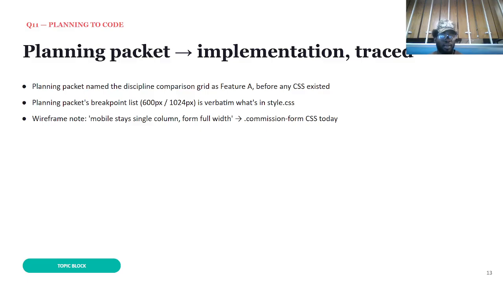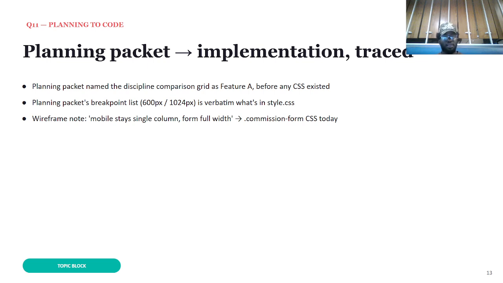Planning the code: my planning packet, written before I touched the code itself, had already named the 2 secondary features and the exact breakpoints I ended up shipping. The responsive strategy section says breakpoint 600 pixels tablet and breakpoint 1024 pixels desktop. Those are the literal numbers in my 2 media rules in the style CSS file today, not rounded or adjusted later. The wireframe notes also specifically call out that the commission form should stay single column and full width on mobile, and that's exactly how the layout's commission form class produces it.